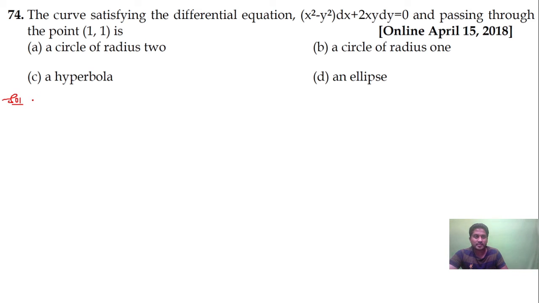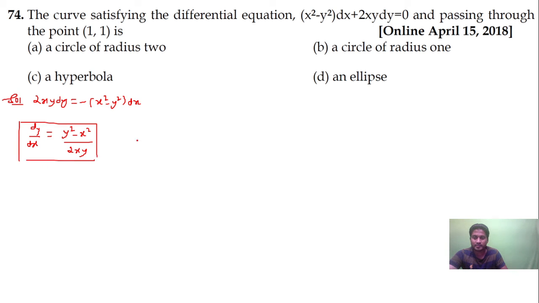I can write this as x square plus 2xy into dy is equal to, if I shift on the right side, it is minus (x square minus y square) into dx. I can write dy by dx is equal to (y square minus x square) divided by 2xy. Okay, so this is a homogeneous differential equation.